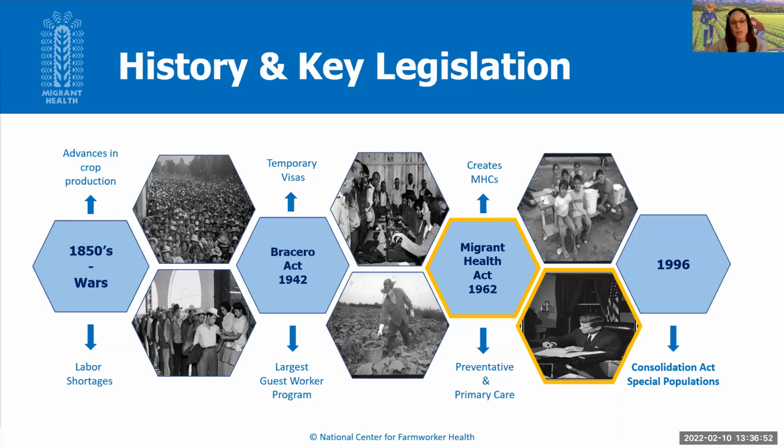By 1962, many ag workers in the fields were experiencing harsh conditions, low pay, and little access to care. President John F. Kennedy signed the Migrant Health Act, also known as the Public Health Act, Section 329, which authorized funds to create a small number of migrant health centers to provide preventative and primary healthcare services to the ag worker population.